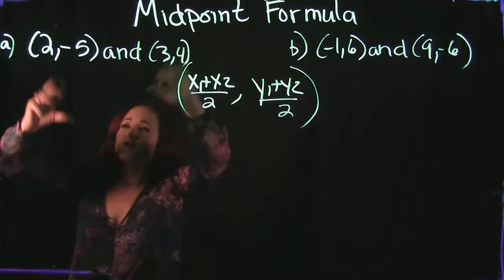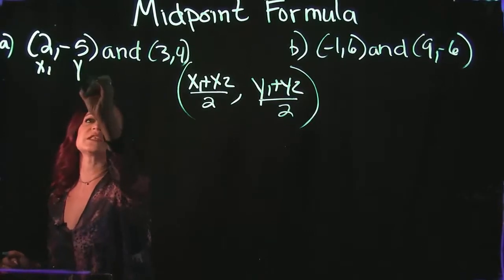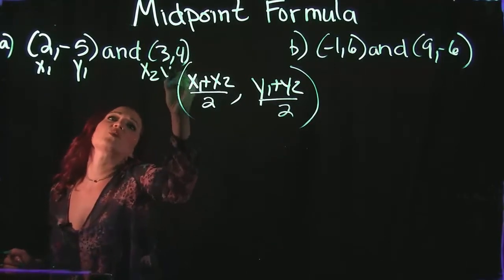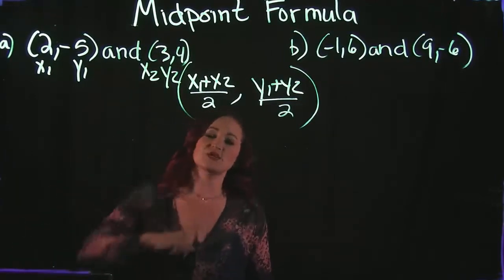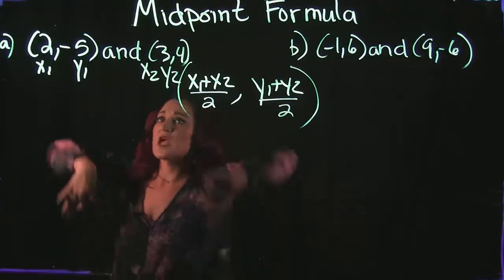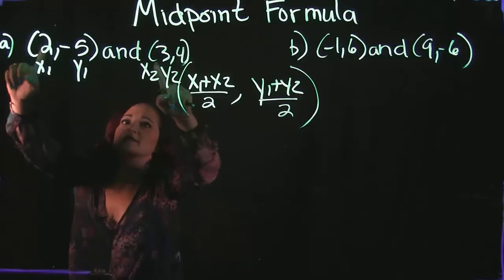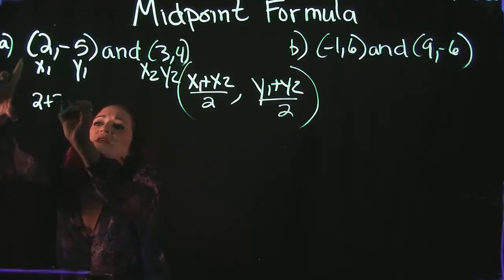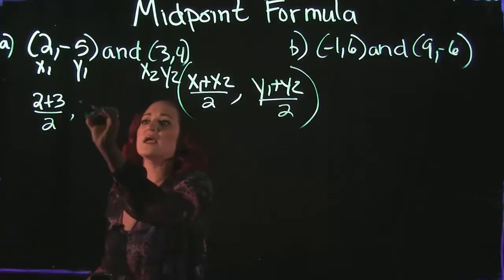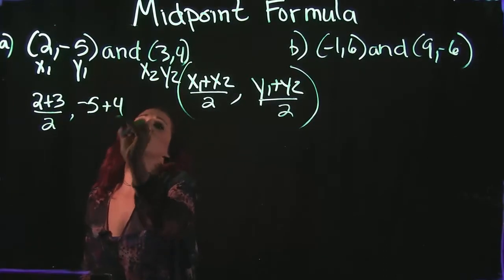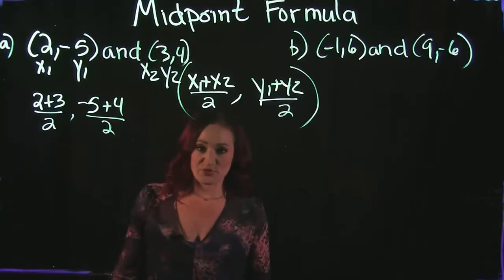So taking a look at our first example, I would recommend just labeling your points x1, y1, x2, y2, and go ahead and plug these into the formula so that you can simplify. So that's going to look like adding our x's together, which is going to give us a 2 plus a 3, and we'll divide that by 2. Then taking our y's, negative 5 plus 4, and we're dividing that by 2.